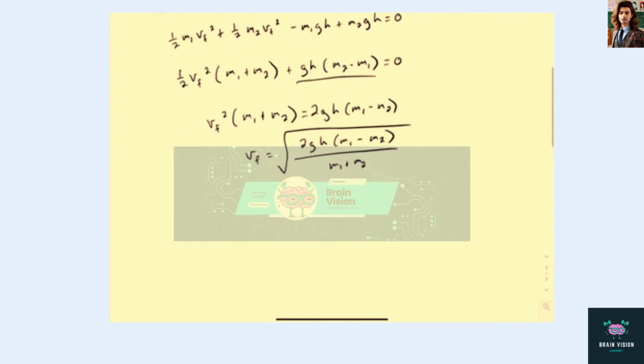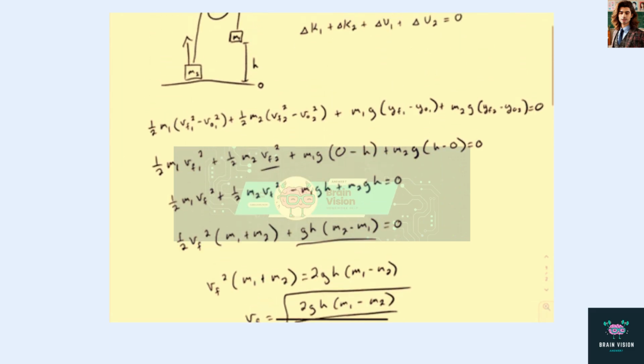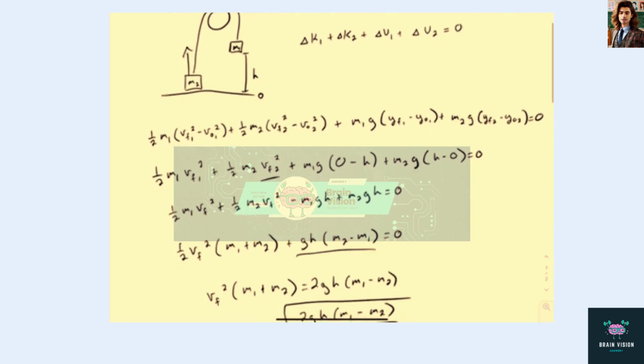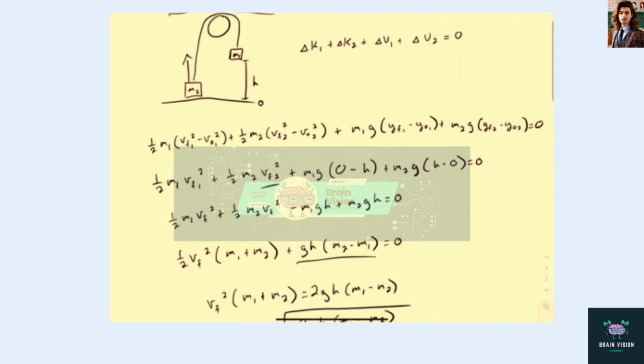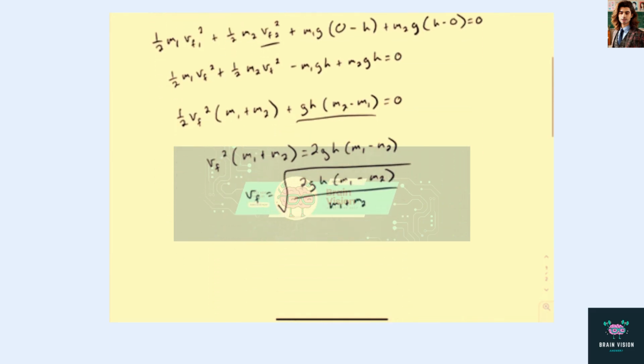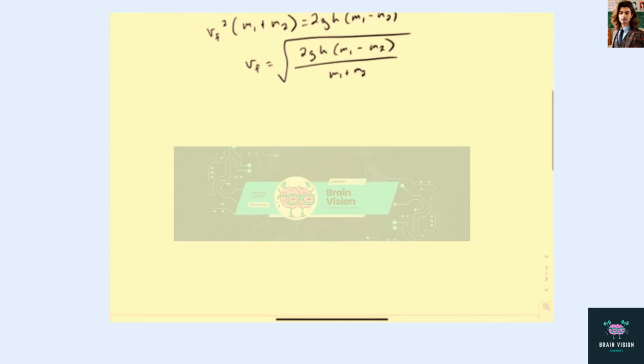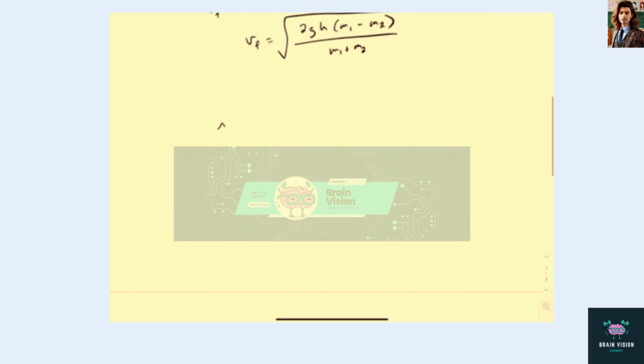And then to figure out how high M2 goes, well, it's going at some velocity, which we just solved for, and then it's not just going to stop immediately, it'll keep going up in the air. So I'll write a new equation for just M2. This is starting right when M1 hits the floor. So delta K plus delta U.